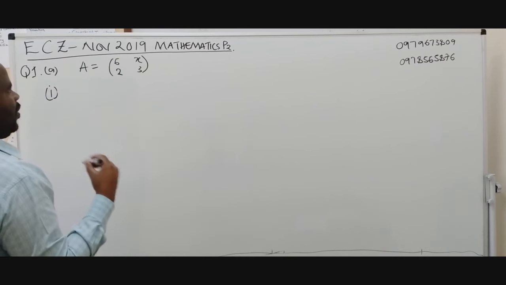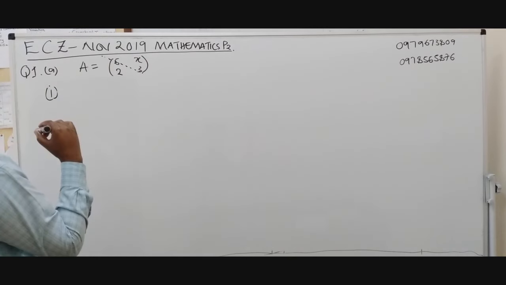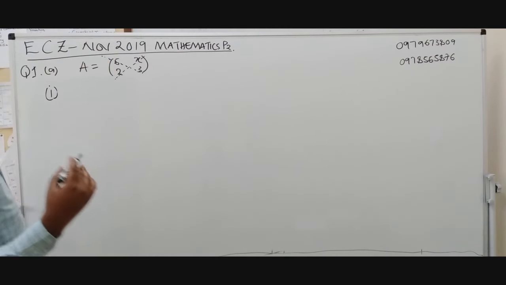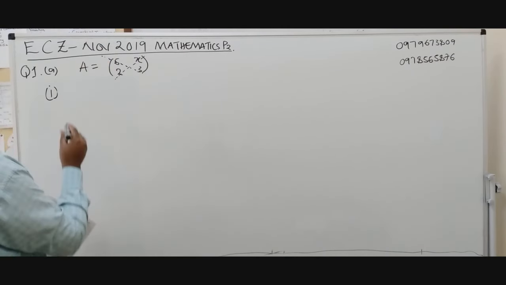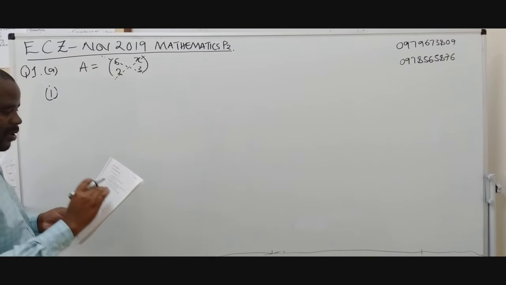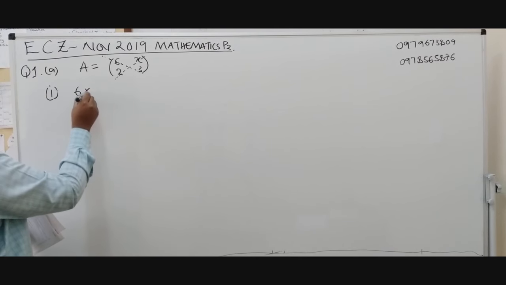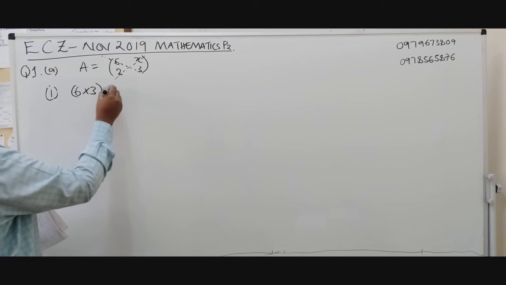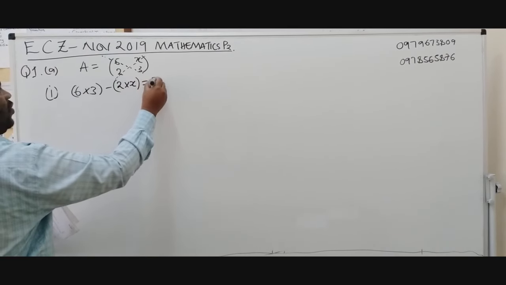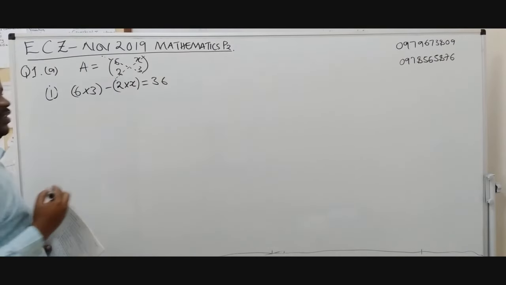So now, how do we get the determinant? You multiply the elements in the major diagonal minus the product of elements in the minor diagonal. Once you do that, the answer should be 36. So we are going to write an expression for the determinant: 6 by 3 minus 2 by x. This should give us the determinant, which is 36. We need to find the x when the determinant is 36.